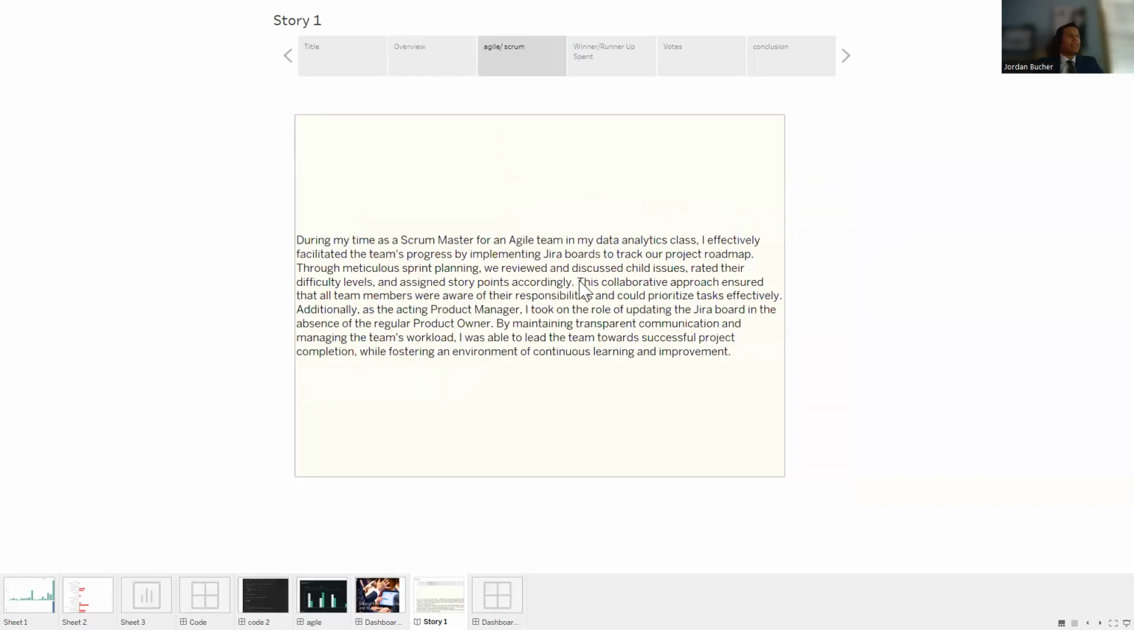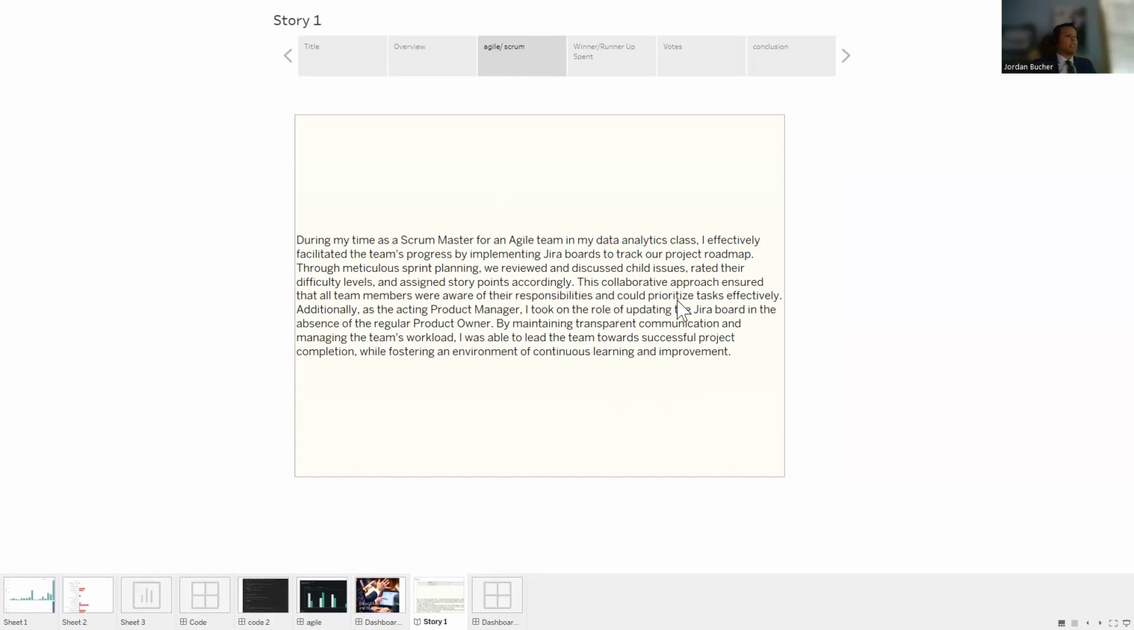During my time in the data analytics course, I was a Scrum Master for an Agile team. I effectively facilitated the team's progress by implementing Jira boards to track our project roadmap. Through meticulous sprint planning, we reviewed and discussed child issues, rated their difficulty levels, and assigned story points accordingly. This collaborative approach ensured that all team members were aware of their responsibilities and could prioritize tasks efficiently.